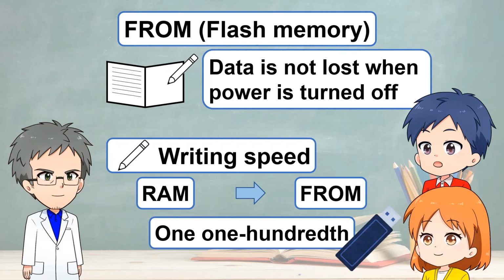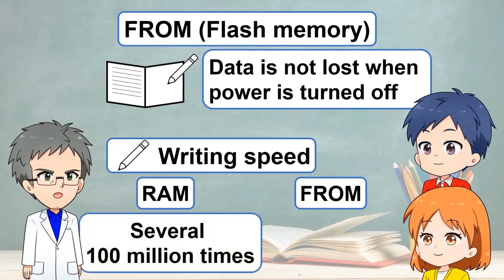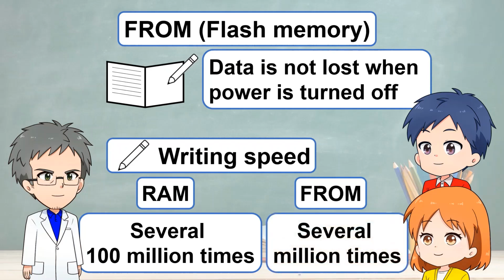Well then, how fast is the RAM? The RAM can read and write several 100 million times a second. The flash memory is slow and can write only several million times a second. That's because the CPU is fast, right?